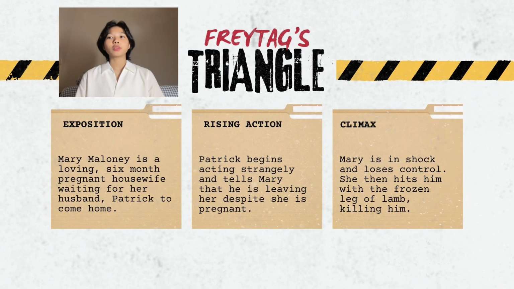Now let's move on to the flow of the story, which is the Freytag's pyramid. For the exposition, at the beginning of the story, Mary Maloney is introduced as a loving and pregnant wife who is happily waiting for her husband, Patrick, to come home. The setting is calm, warm, and peaceful, which makes their marriage seem stable and normal. This creates a strong contrast to the shocking events that happen later.